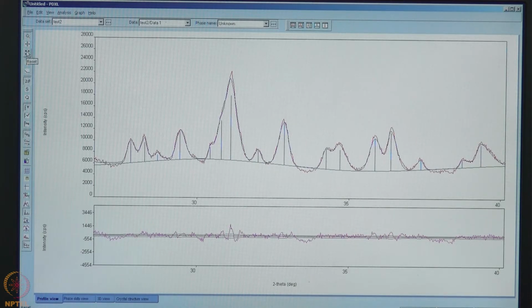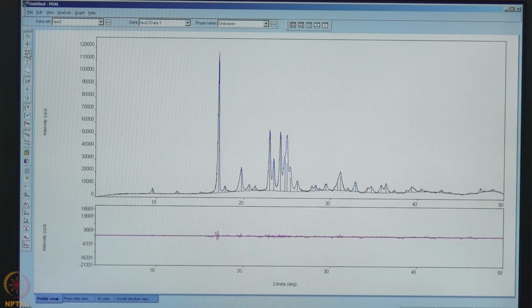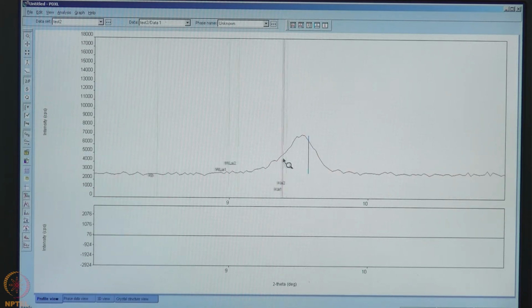The advantage of synchrotron data will be that it will be highly resolved. These peaks will have very high intensity, and we should be able to solve and refine the structure from this powder X-ray diffraction data. Now what we have done is that we have removed the background, and what we are getting are the alpha 1 and alpha 2 peak positions that we can see.